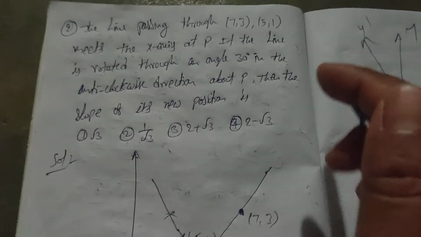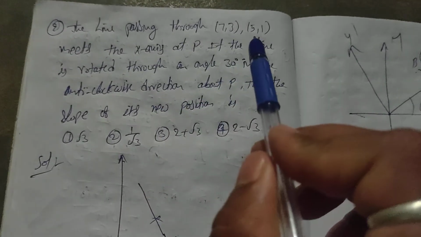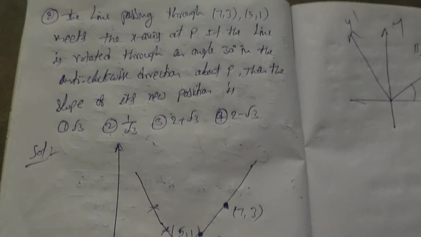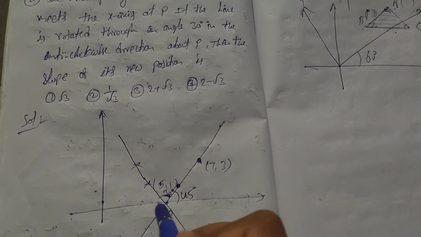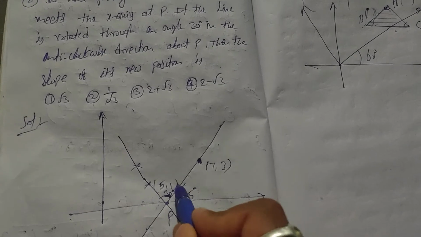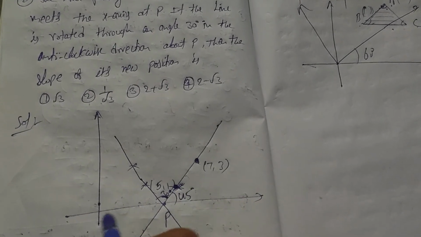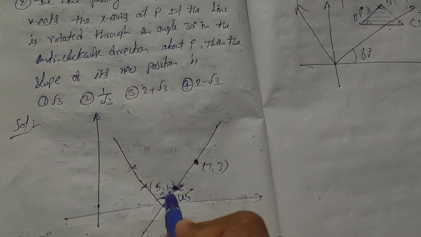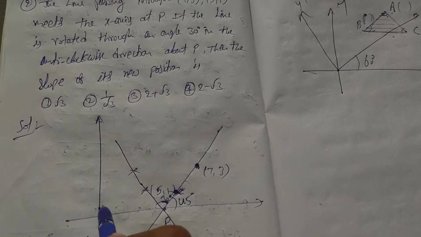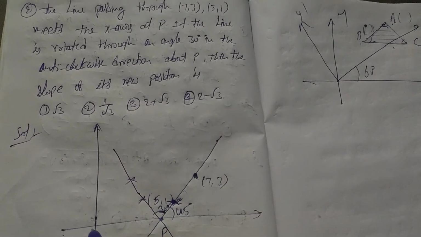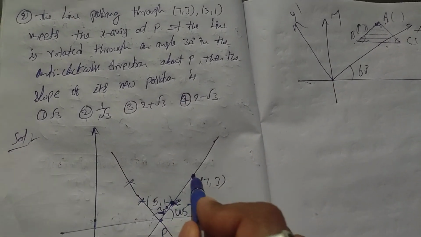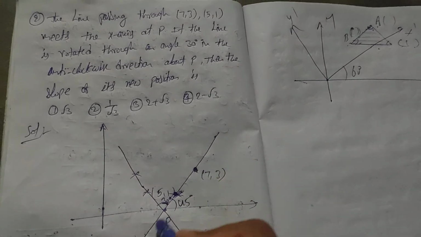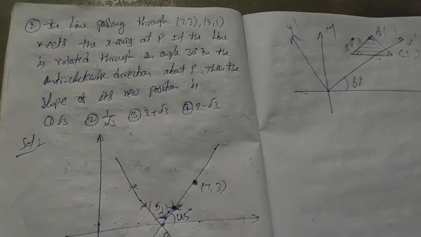Anyhow, here the question is: the line passing through 7 comma 3 and 5 comma 1. First, take 7 comma 3 and 5 comma 1 on the coordinate axis. The point 5 comma 1 means 5 units on the x-axis and 1 unit on the y-axis. And 7 comma 3 means 7 units and 3 units. So this is the line passing through 7 comma 3 and 5 comma 1.